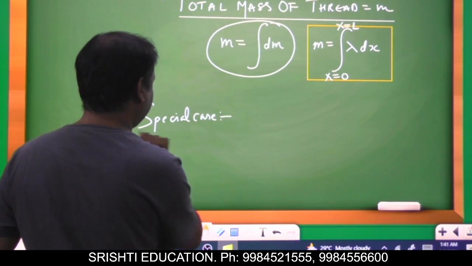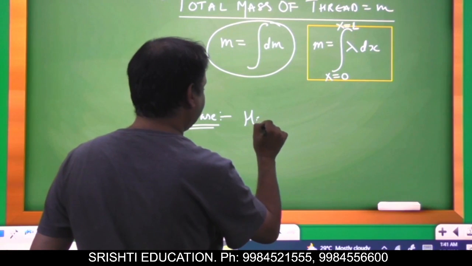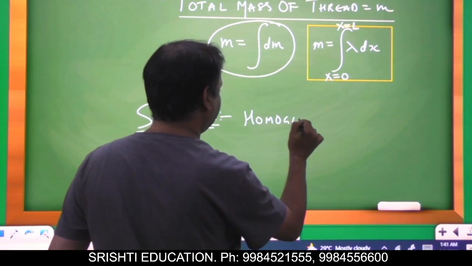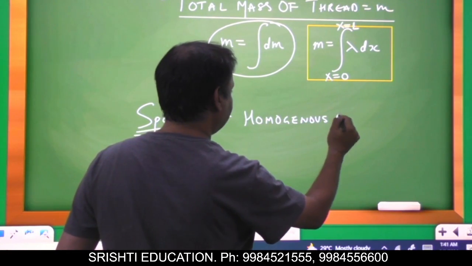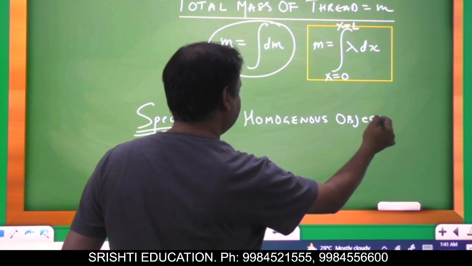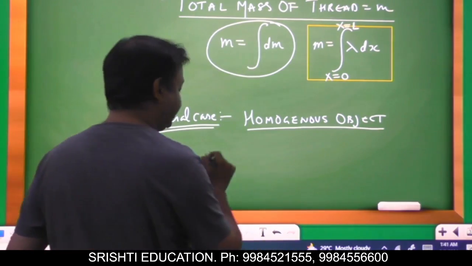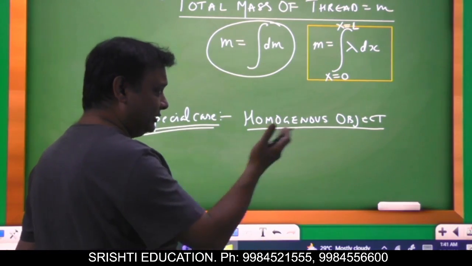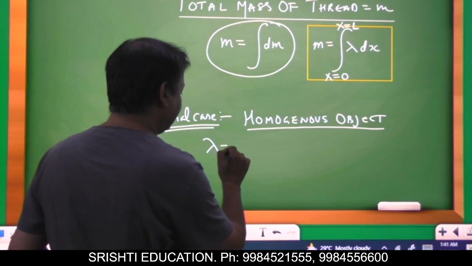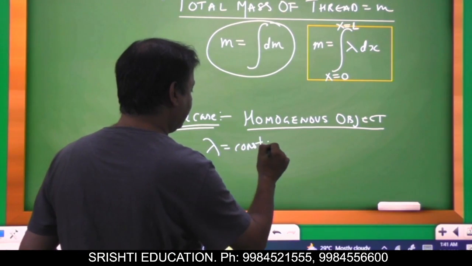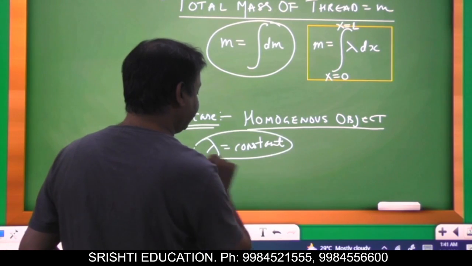when we say the object is homogeneous, that is mass is uniformly distributed, this is what we have seen in lecture 1, then lambda would be what? Lambda would be constant in this special case.